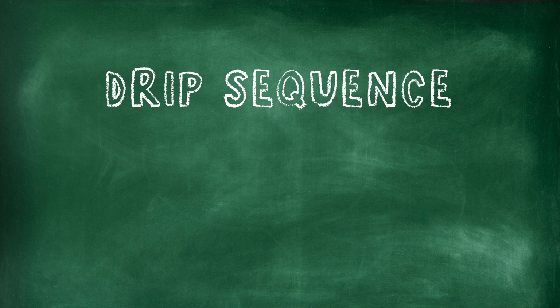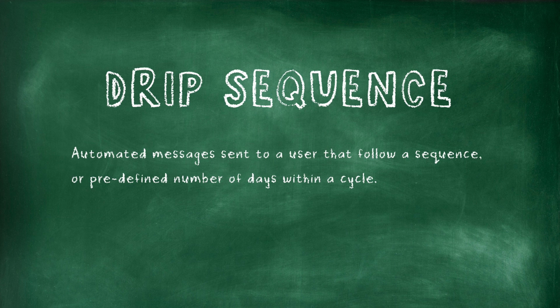All right, I'm going to wrap up our time together by defining one of my favorite features, a drip sequence. This falls under our marketing section and is defined as automated messages sent to a user that follow a sequence or predefined number of days within a cycle. Layman's terms? A great way to keep your name and product in front of potential consumers.